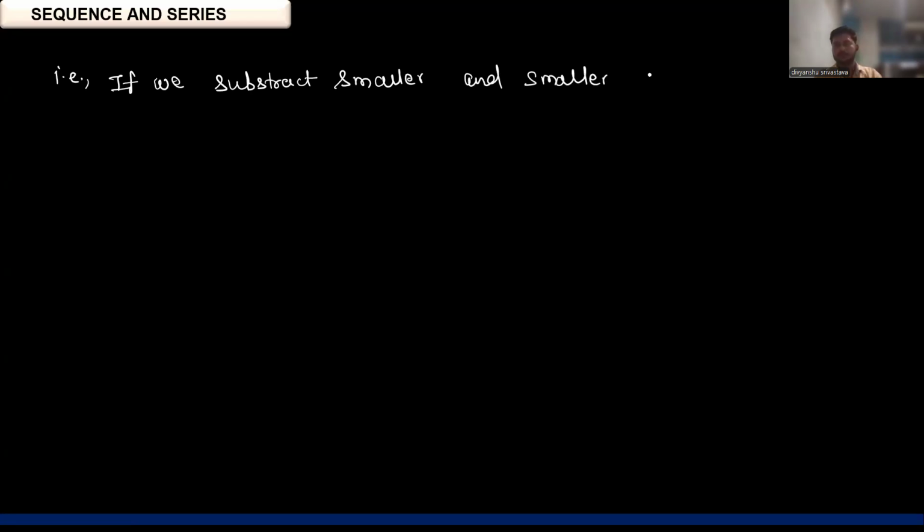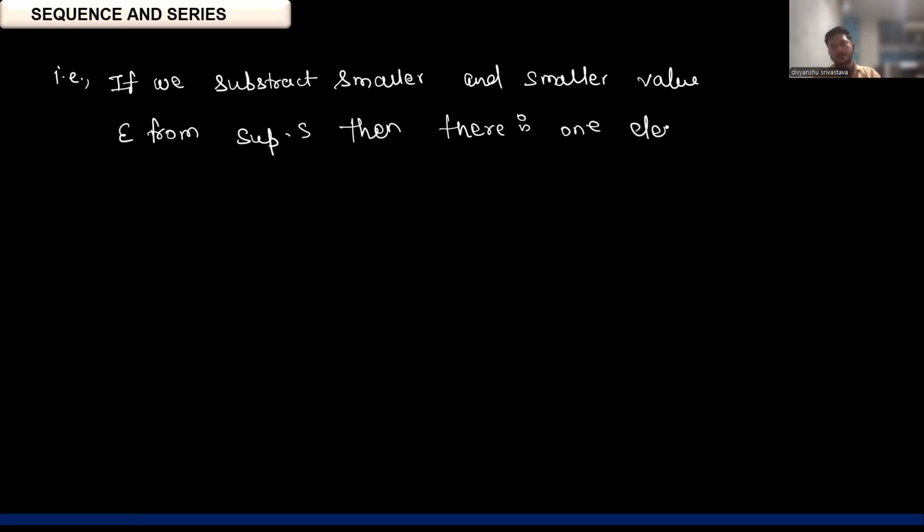Okay, so that is, if we subtract a smaller and smaller value epsilon from the supremum of S, then there is one element in S which will be greater than M minus epsilon. Okay. So these are some notes on the supremum of a set.